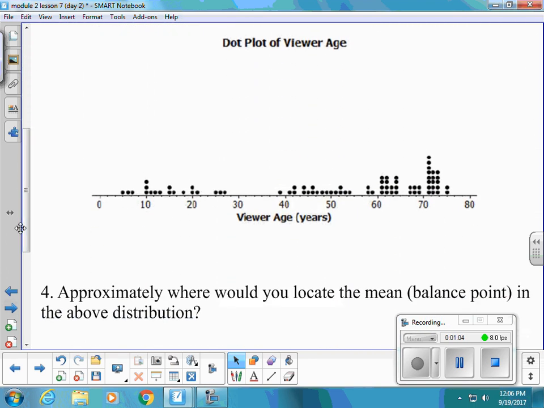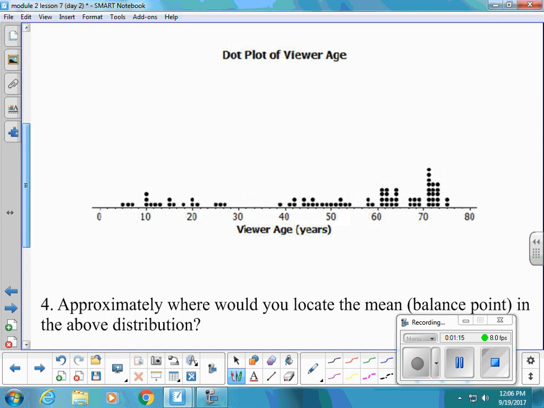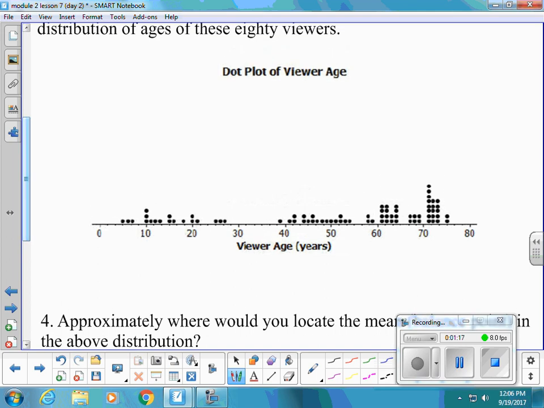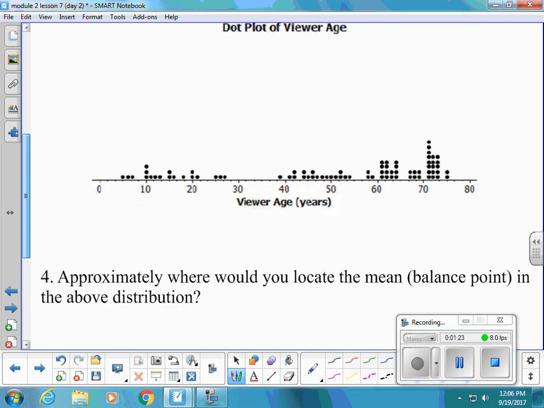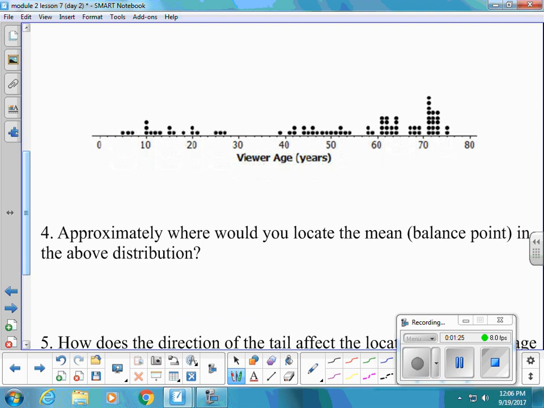Okay, so here's the dot plot showing the ages of the 80 viewers who watched the show and were sampled to answer questions based on the show, Fact or Fiction. Here's our first question. It says, approximately where would you locate the mean in the distribution above?